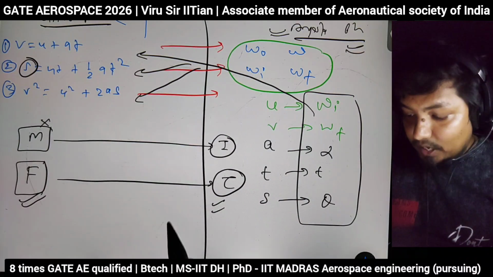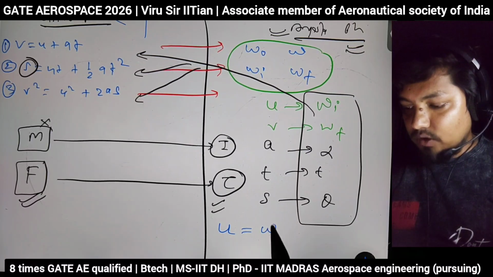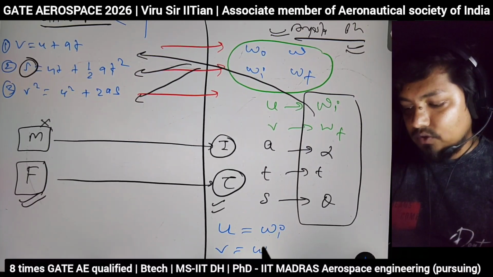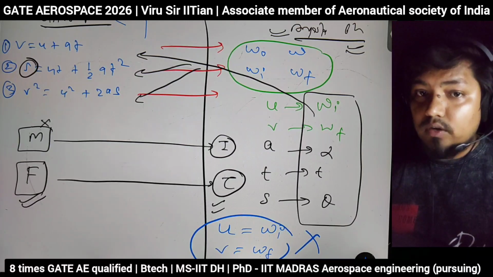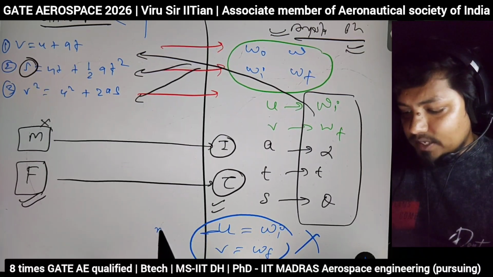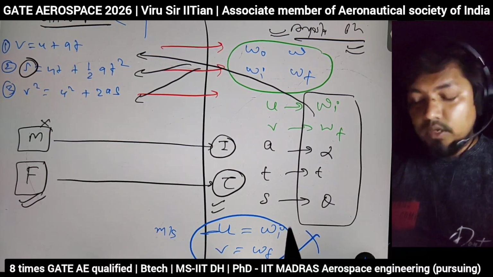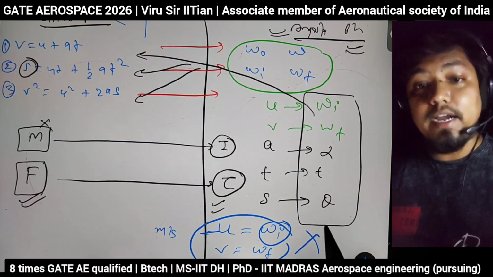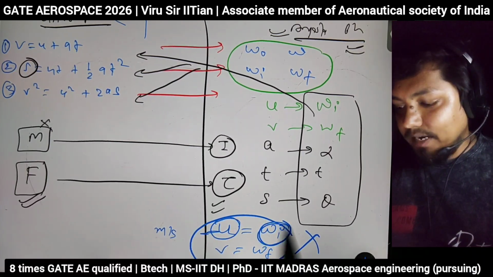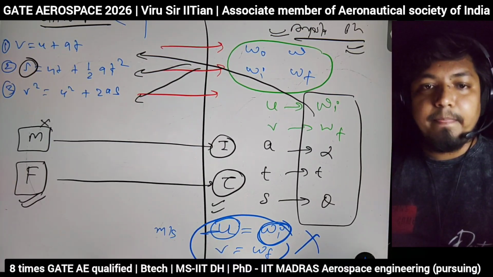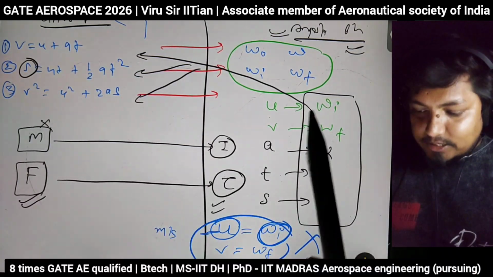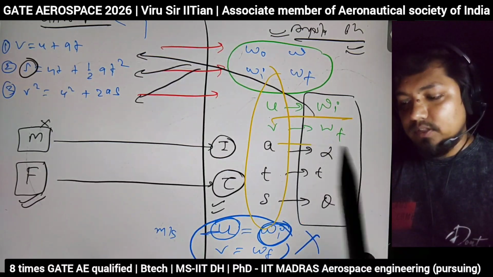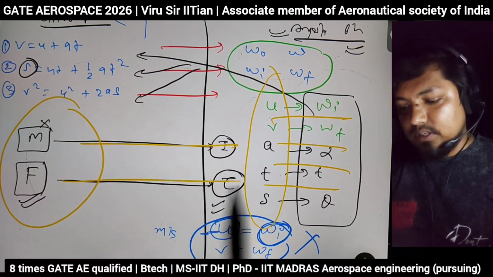Directly you cannot have u equal to omega initial, v equal to omega final. No, this formula is wrong. Why? Because u is in meter per second, while omega is angular velocity in radian per second. Magnitude wise they can't be the same numbers. It means there is some set of rules to connect these quantities.